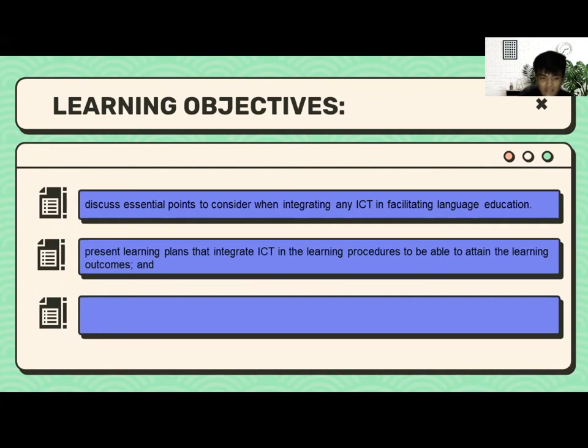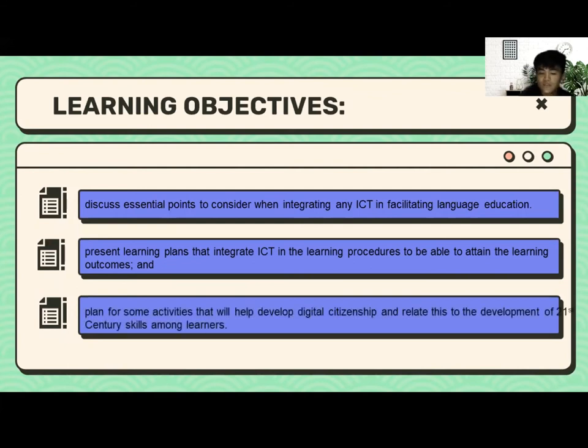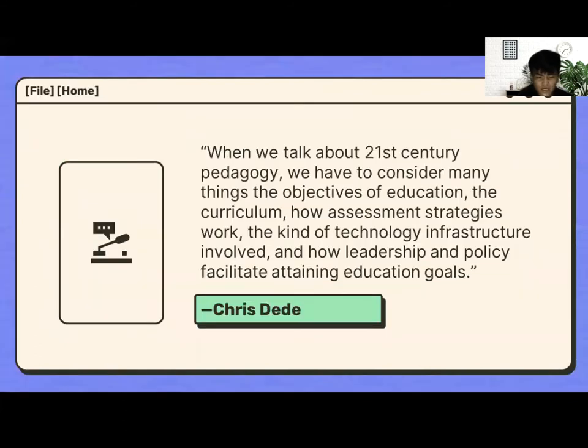Present learning plans that integrate ICT in the learning procedures to be able to attain the learning outcomes, and plan for some activities that will help develop digital citizenship and relate this to the development of 21st century skills among learners. We have also here a quote by Chris Daddy.